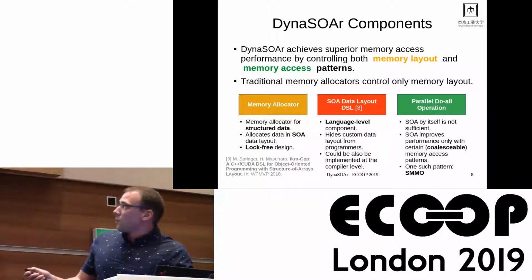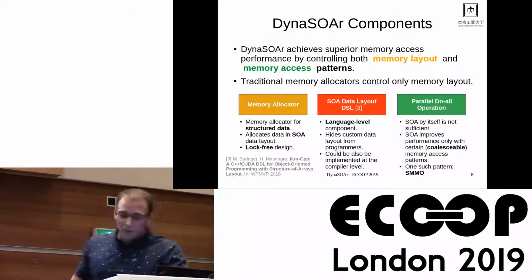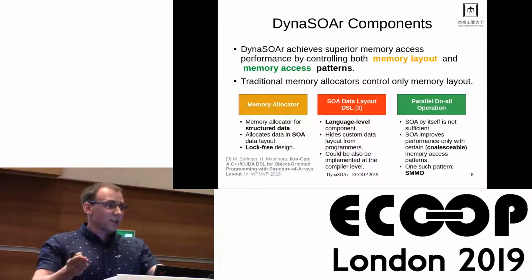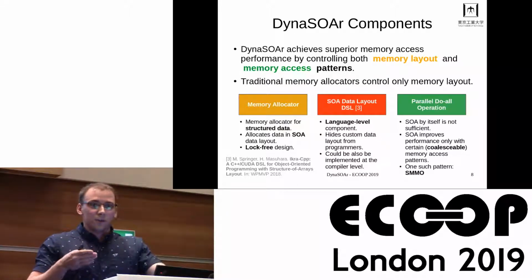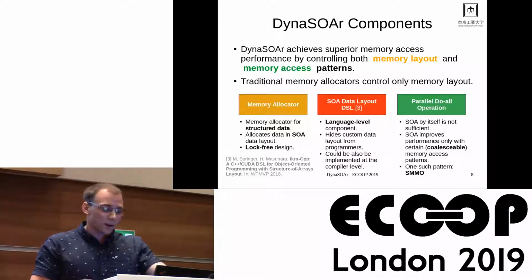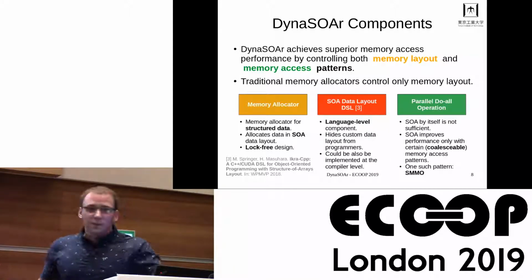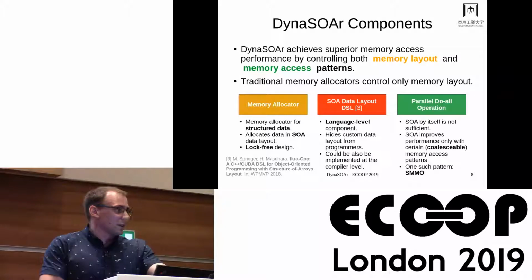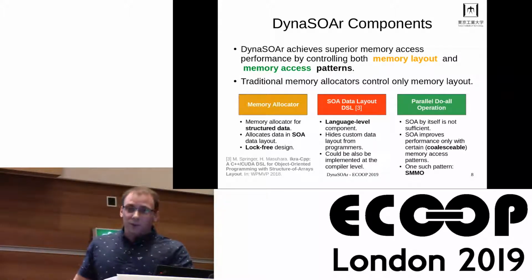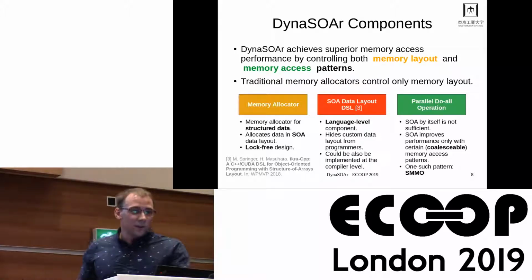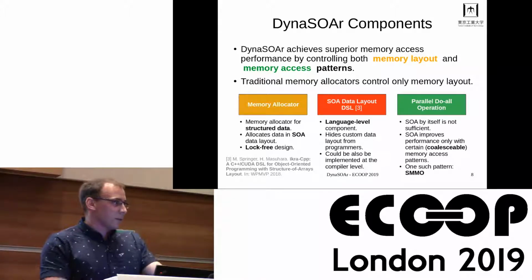The other one is the memory allocator and an SOA data layout DSL. Because we are storing data in a different layout, in a non-standard C++ layout, we cannot use C++ abstractions like method calls and so on. For that reason, we developed this DSL, which is described in a different workshop paper. This allows us to use object-oriented programming with a custom data layout. But what I'm going to focus on in this talk is the memory allocator. If you're interested in the other parts, just talk to me later, or you can also find details about that in the paper.